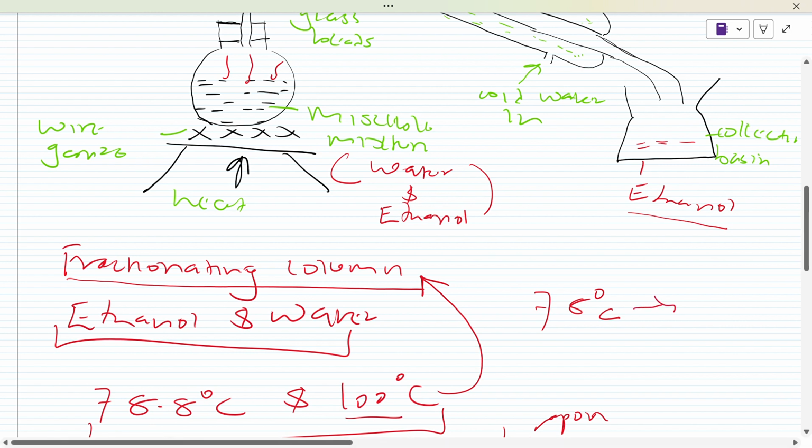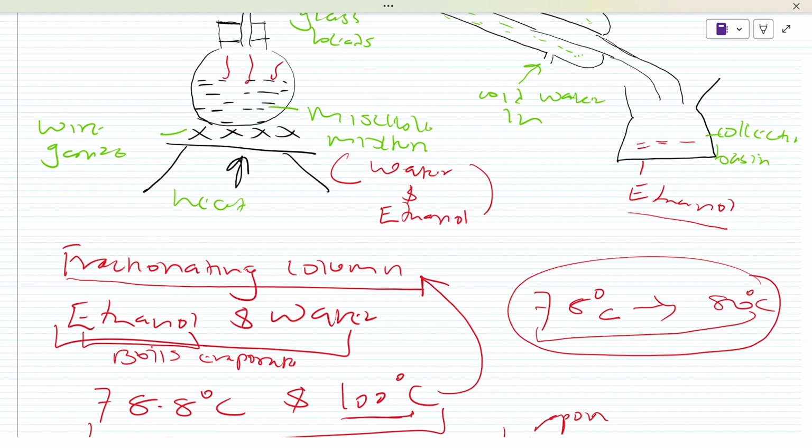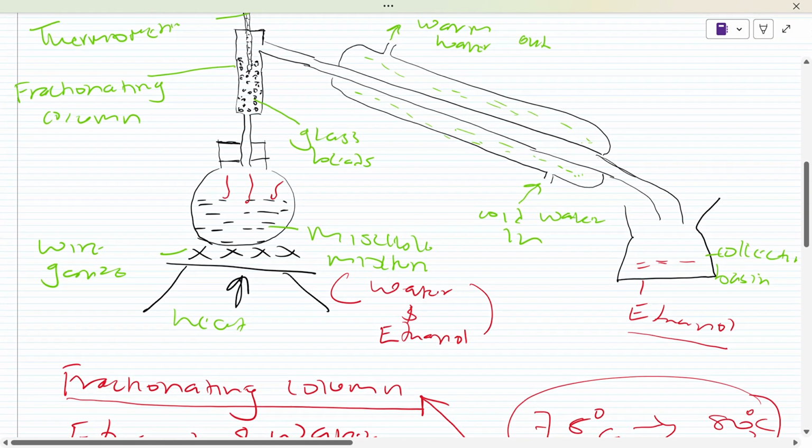If it increases to 80 degrees Celsius, remember we are past the boiling point of ethanol, but we've not reached the boiling point of water. So at that stage, between these, the temperature will remain constant until all the ethanol boils and evaporates. Sometimes, some water might leave the system and rise up.